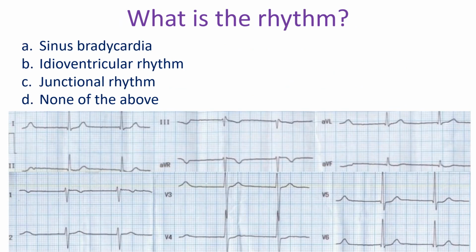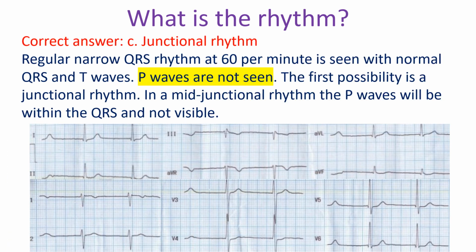What is the rhythm? A. Sinus bradycardia, B. Idioventricular rhythm, C. Junctional rhythm, D. None of the above. Correct answer C. Junctional rhythm. Regular narrow QRS rhythm at 60 per minute is seen with normal QRS and T waves. P waves are not seen. The first possibility is a junctional rhythm.